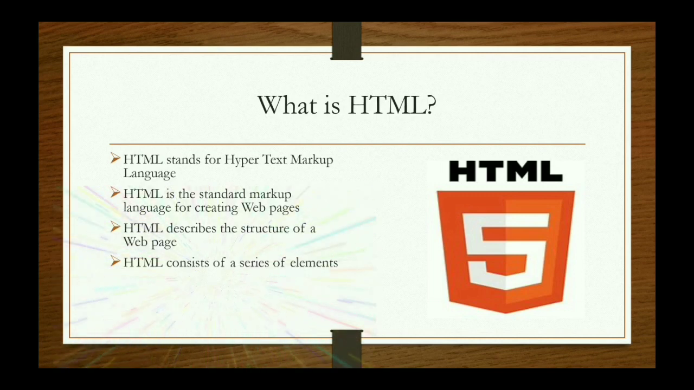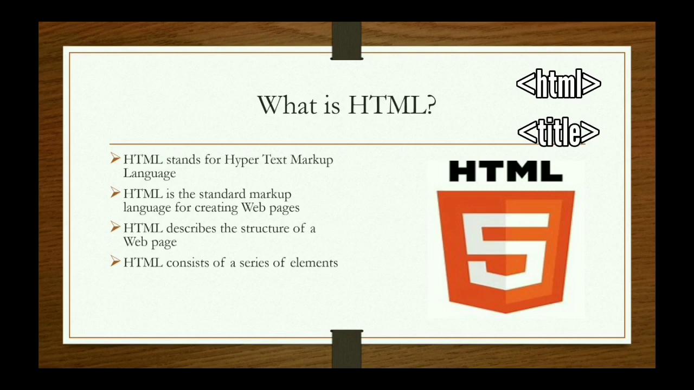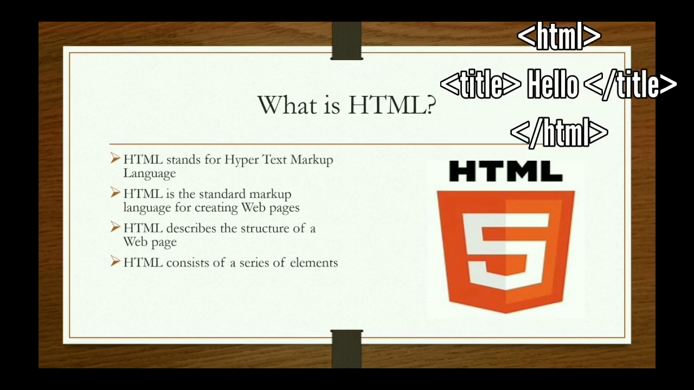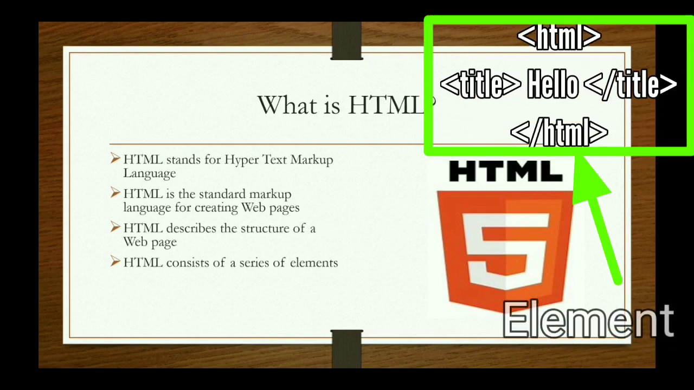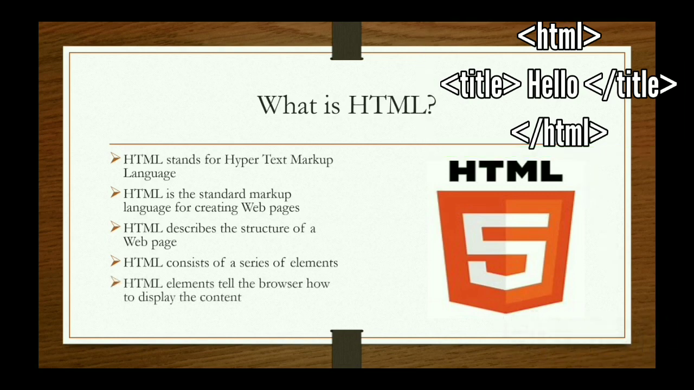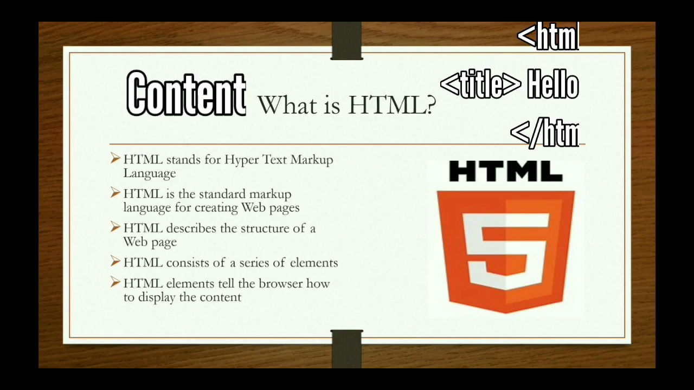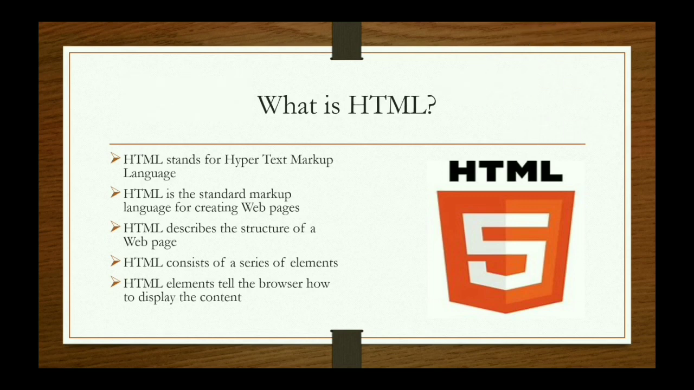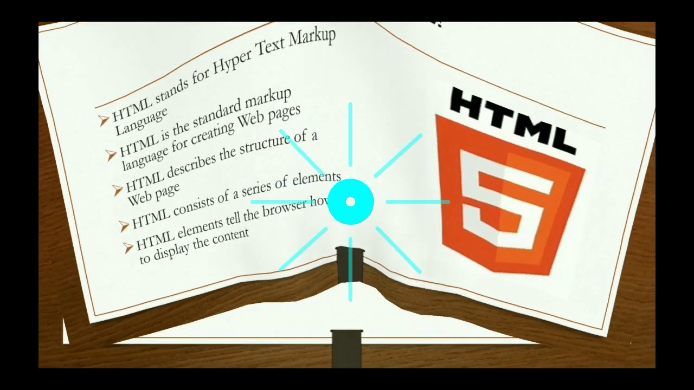HTML consists of a series of elements. So an element is what you write in HTML. Whatever you write in HTML is an element. HTML elements tell the browser how to display the content. As we know, web pages are opened on a browser and content is a part of an element. So let us see elements in detail.